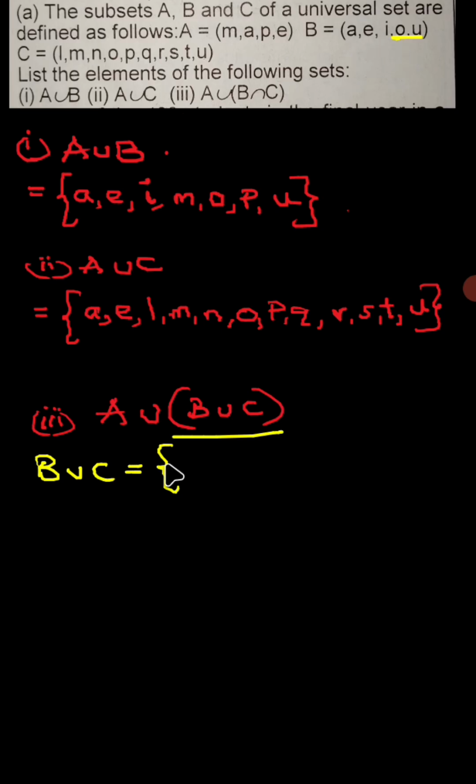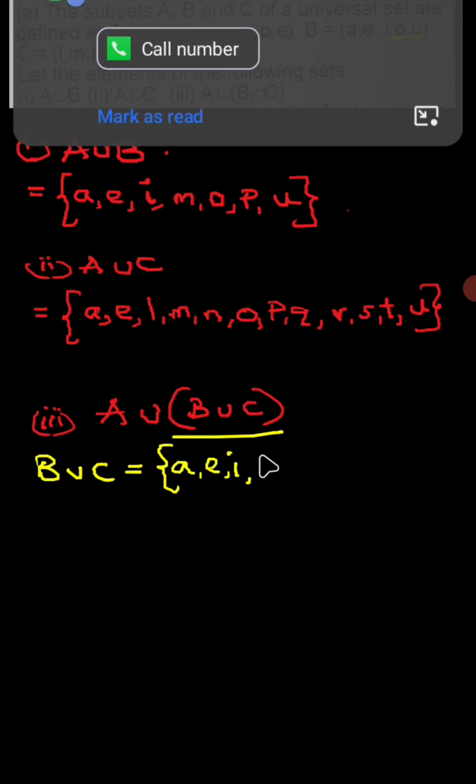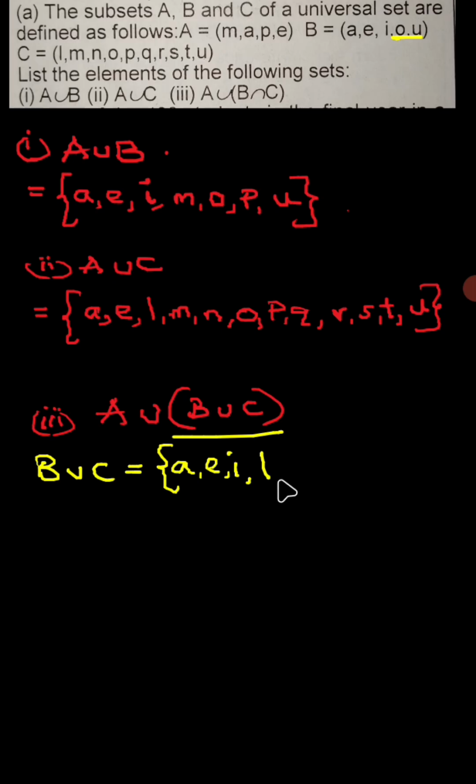So the rest of set B will have A, comma, E, comma, I, and the rest of set C. So that's going to be L, M, N, O, P, Q, R, S, T, and U. So this is B union C.